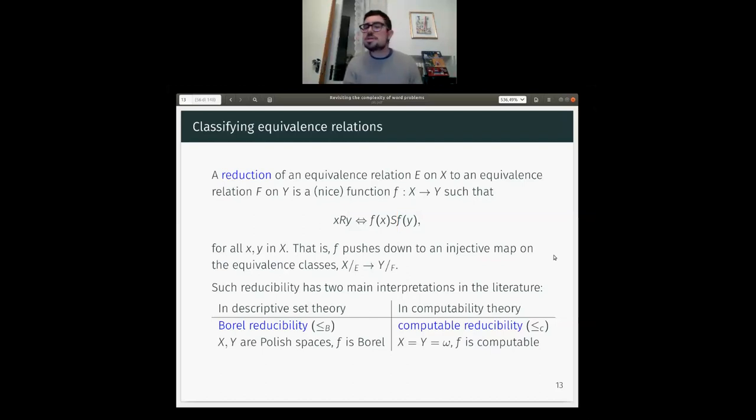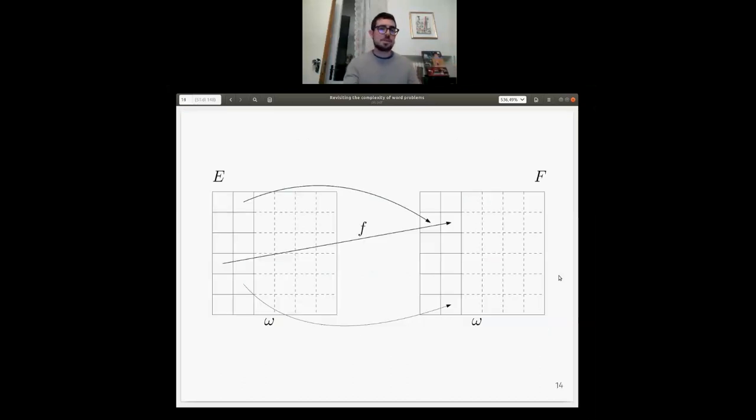Now, in descriptive set theory, we have Borel reducibility. We typically assume that X and Y are Polish spaces and F is Borel. But of course, people also study continuous reducibility and many more things that a lot of you know better than I do. In computability theory, the main interpretation is computable reducibility. One just assumes that X and Y are omega, the set of natural numbers, and F is computable. Again, there are exceptions. People studied feasible reducibility, for instance, you might ask F to be polynomial time. I studied with some people punctual reducibility, where you consider F to be primitive recursive, etc. Okay, so that's the picture, and now we really have E and F.